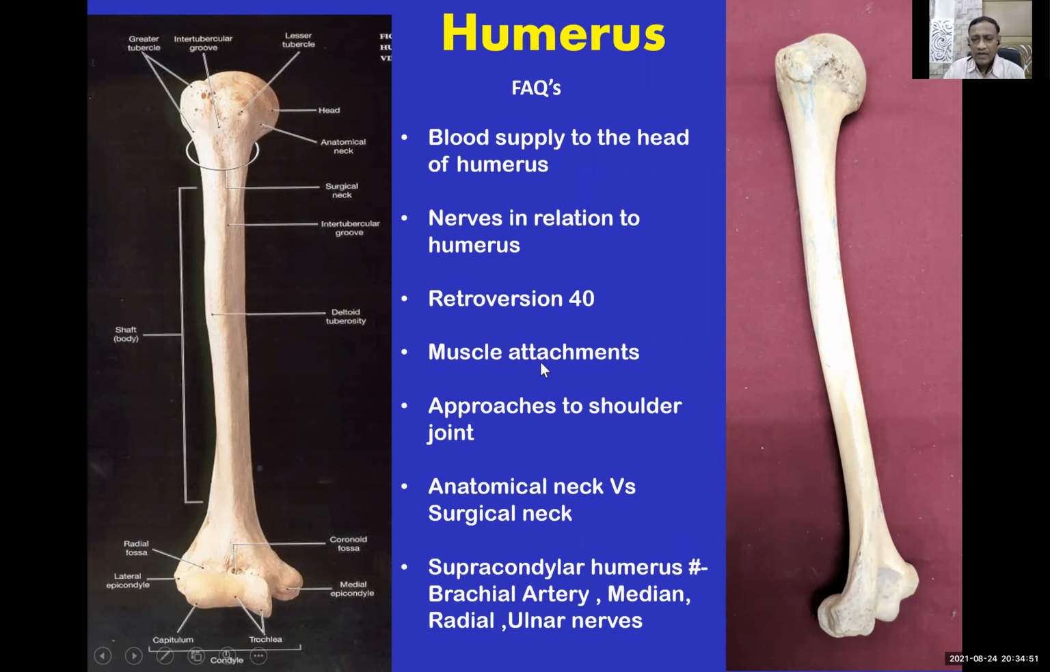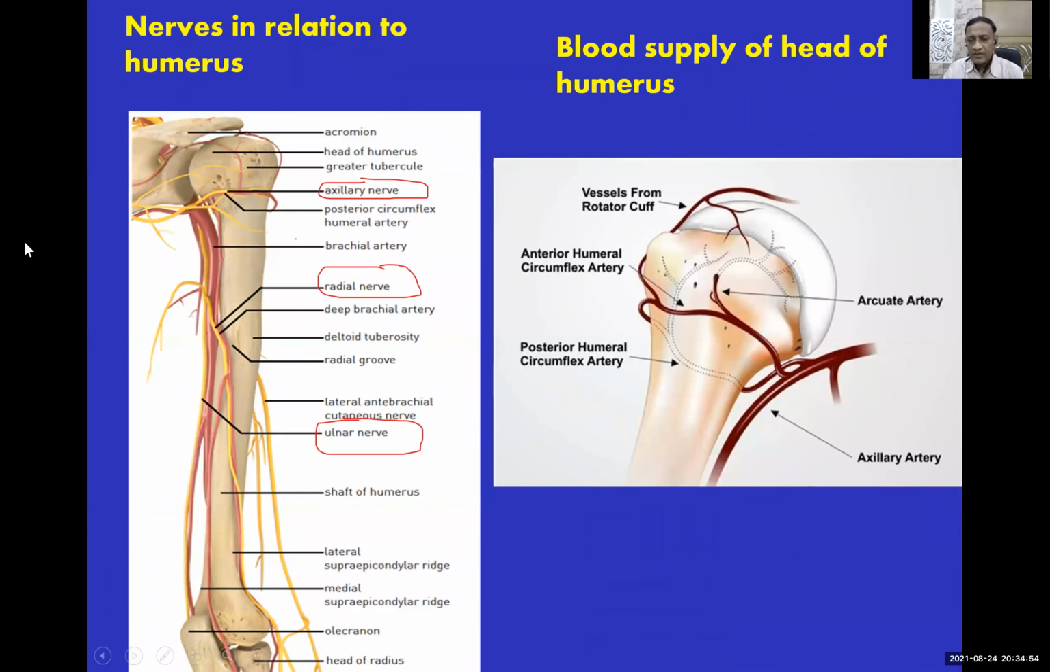This is the blood supply. It is mainly from the branches of the axillary artery. This is the anterior circumflex humeral artery. This is the posterior circumflex humeral artery. Some blood supply also comes from the rotator cuff.